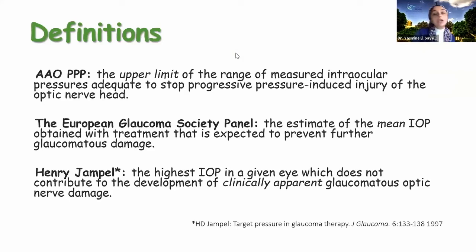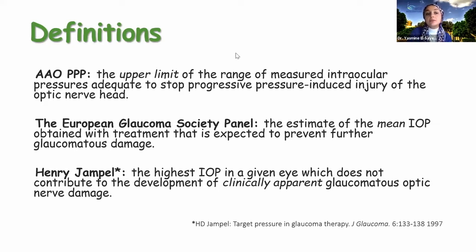So why not set the target for every patient at 10 or 12 millimeters of mercury, which is achievable in most patients with medications or surgery? You can bring down the pressure in every patient to the low teens. But of course, the side effects, understandably, and the risks of doing that in most instances would outweigh the benefits. So what you really want is a pressure at which you delay or stop further deterioration of glaucoma's optic neuropathy.